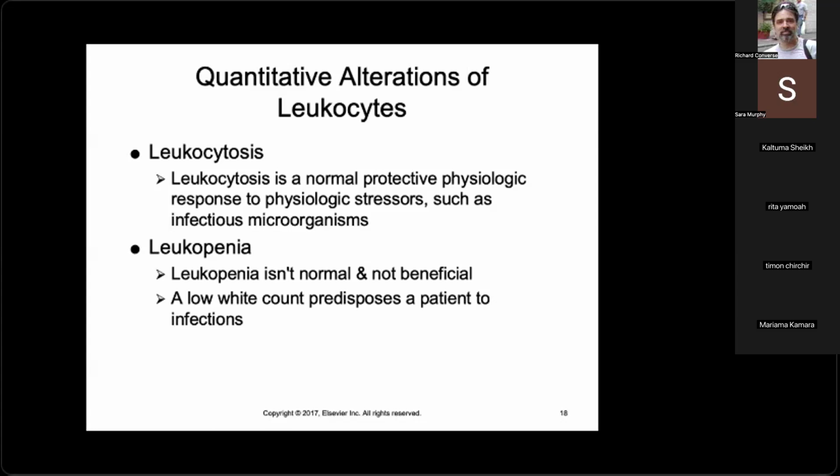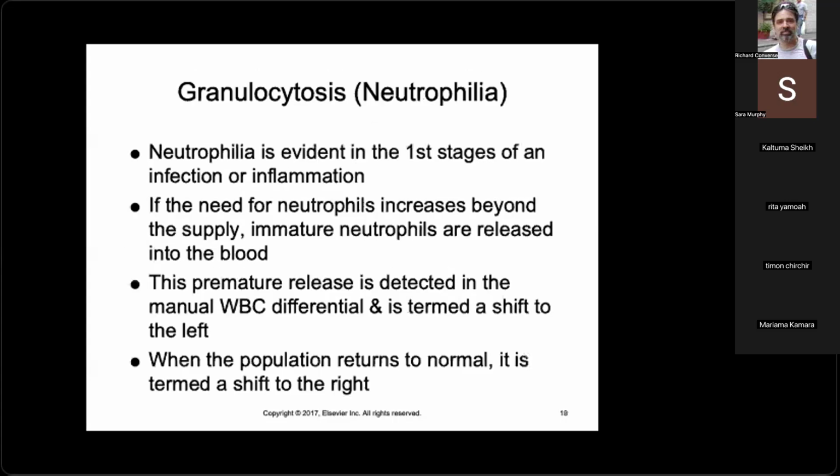Okay? Leukopenia, penia means fewer than, right? It isn't normal and it isn't beneficial. A low white count predisposes the patient to infection. An example of a condition that could produce leukopenia is AIDS. The helper T cell population is compromised by the HIV, right? It takes it off task as a helper T cell, but it also turns it into a suicide pill because it expresses Fas ligand. And anytime Fas ligand engages Fas receptor, that cell dies. And so that would result in leukopenia.